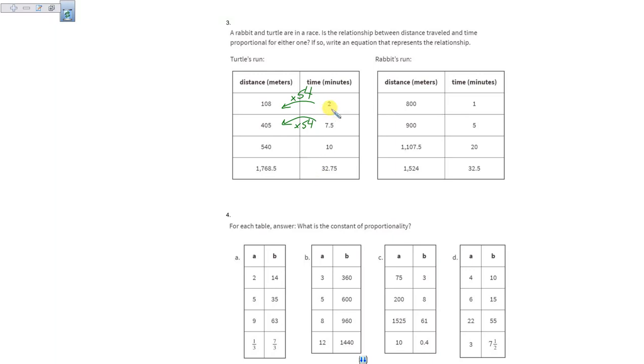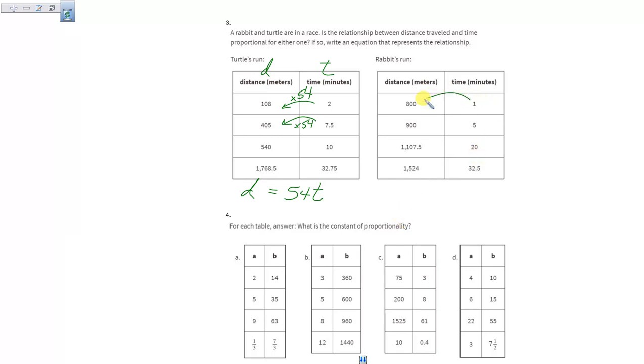our times 54. So if minutes are t and meters is d, we took t and multiplied by 54, so that looks like this, 54t, and that's what we did to find the d that was on the left side. So there's our equation for the first one.